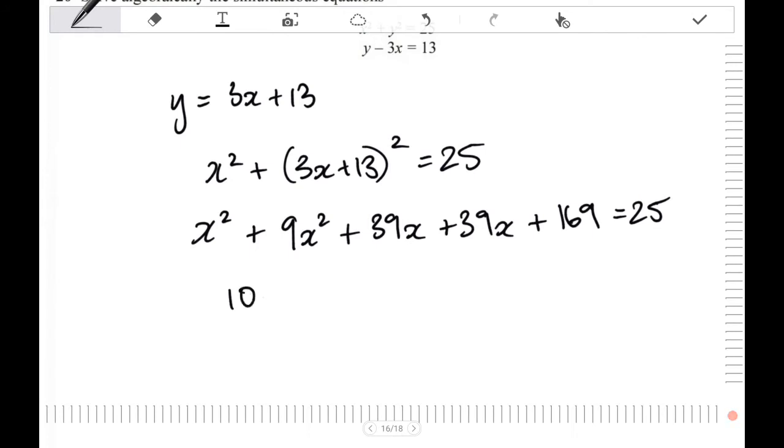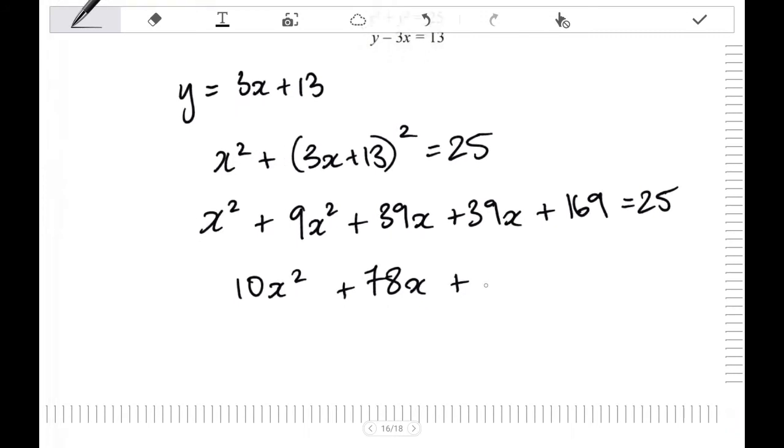Simplifying, you end up with 10x squared plus 78x plus, what I'm going to do is bring the 25 to the other side. I end up with 144 equals 0, and then I just solve the quadratic.